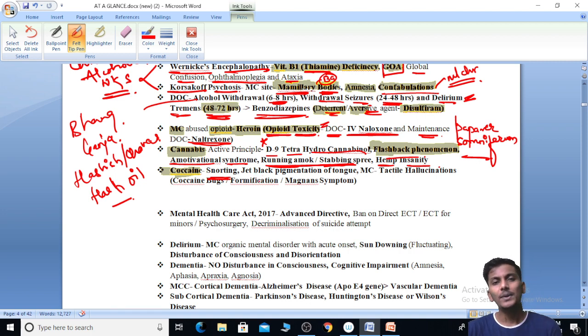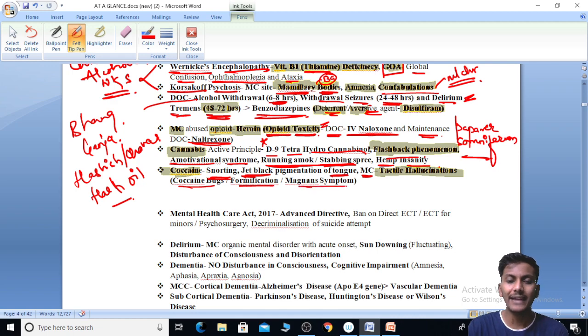Along with that, if a person is taking cocaine for a longer period of time, the person would have black pigmentation of the tongue. Jet black pigmentation of the tongue is usually seen. But which is the most common feature? So please remember, the most common feature of cocaine intoxication is tactile hallucination. Which we have already seen, that the patient experiences that some bugs are crawling all over his body. This is also known as cocaine bugs, formication or Magnan's symptom.